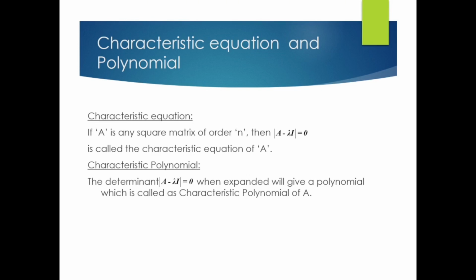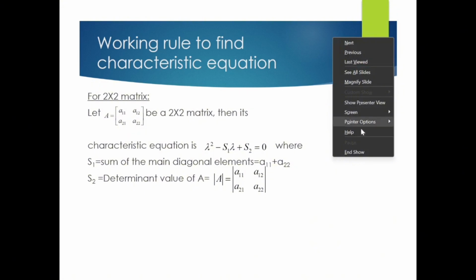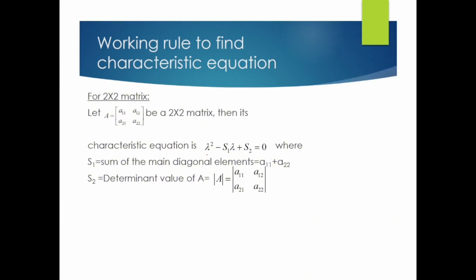Now we will see the working rule to find the characteristic equation. I have given two types of matrices, a 2 by 2 matrix, and next we will see a 3 by 3 matrix. For a 2 by 2 matrix with elements A11, A12, A21, A22, the characteristic equation is lambda squared minus S1 lambda plus S2 equal to 0, where S1 is the sum of the main diagonal elements of the given matrix, that is A11 plus A22.